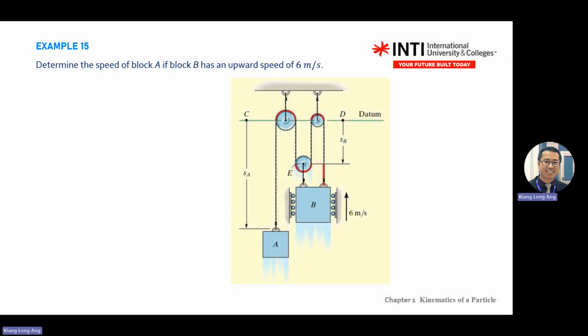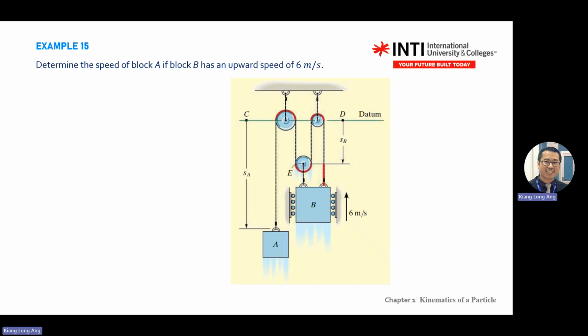Let's look at this analysis. Determine the speed of block A if block B has an upward speed of 6 meters per second. Again, all the tutorial questions are already in the Canvas. So if you want to, you can print out all the tutorial questions without the answers from Canvas before the class, so you don't need to copy the question every time. He asks you to focus on A.